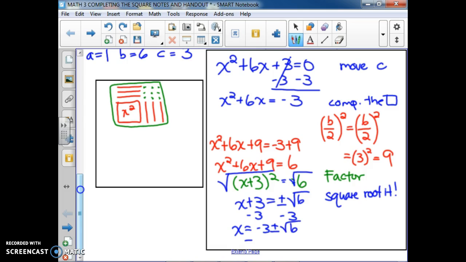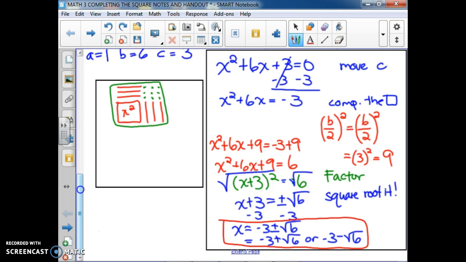Remember that this means negative 3 plus the square root of 6 or negative 3 minus the square root of 6. And you'd be done here. These would be your solutions. Now we solved by completing the square. So let's take this example and show how you can use it for the vertex of the quadratic.